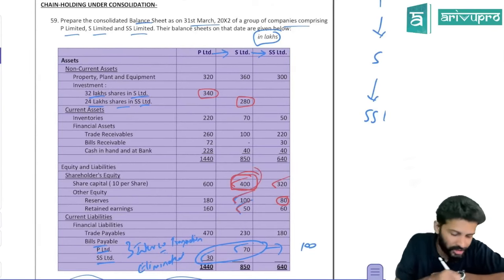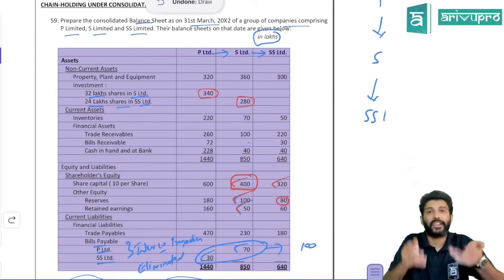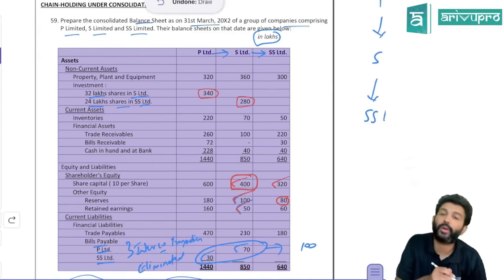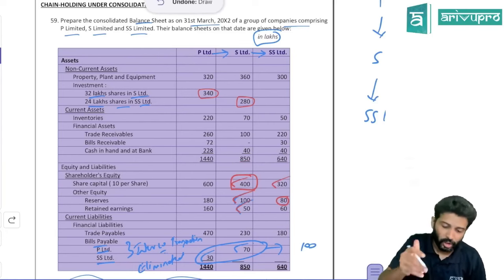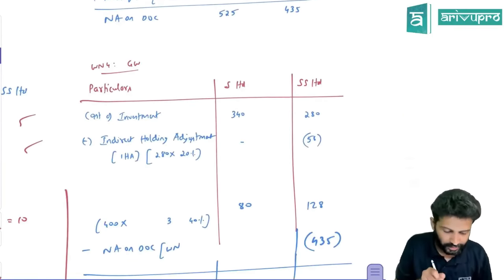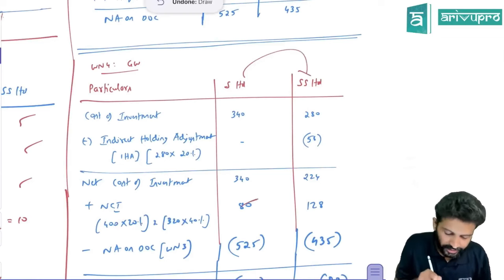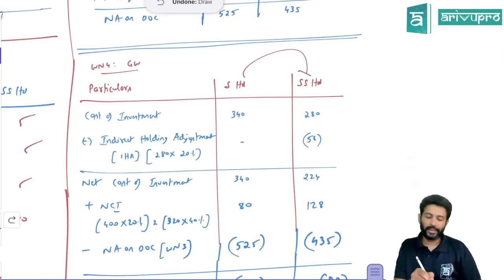In this, NCI owns how much? 20%. So they're saying face value and market value are same. So the market value of total investment is 400 lakh. NCI owns only 20%. So 400 ka 20% you do. How much is that? That's what I've written over here. Once again, 400 ka 20%, which is 80. The NCI in S Limited is 80.